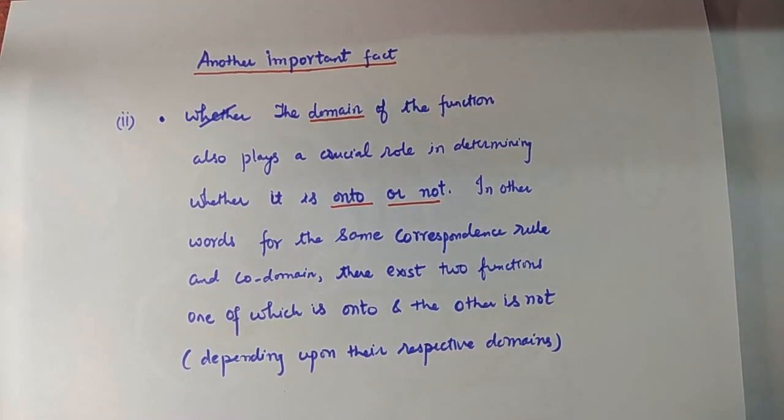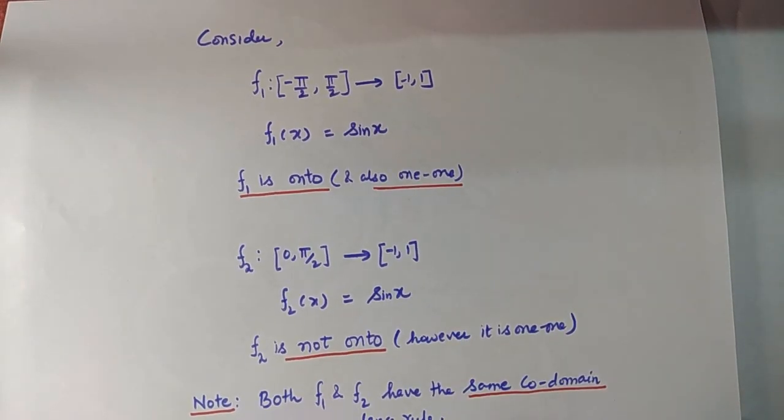Now we come to the second important remark. The domain of the function also plays a crucial role in determining whether the function is onto or not. In other words, for the same correspondence rule and the codomain, there can exist 2 functions, one of which is onto and the other is not, depending upon their respective domains. Let us illustrate this by means of an example.